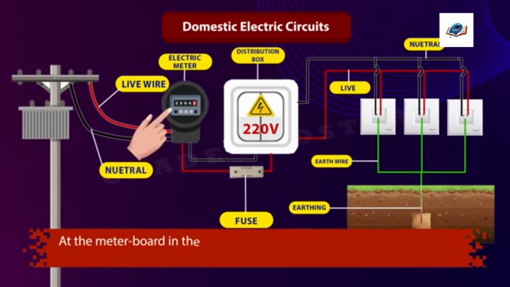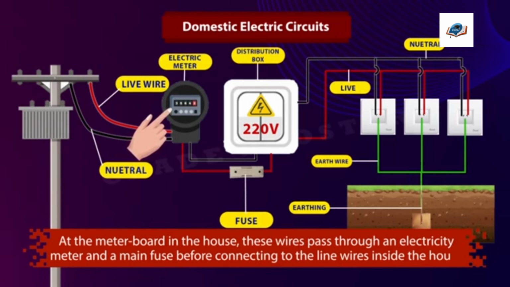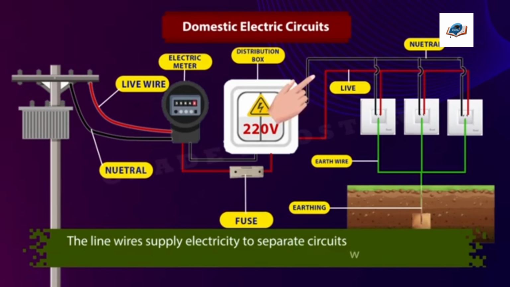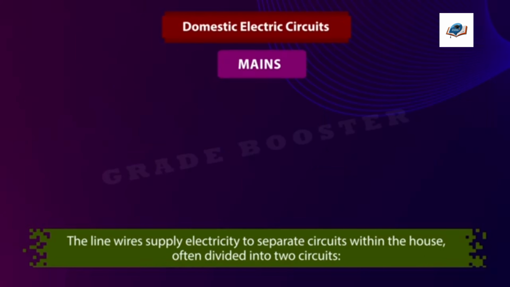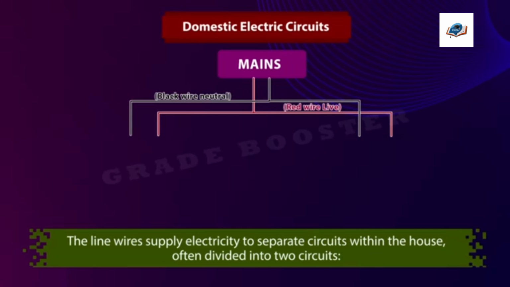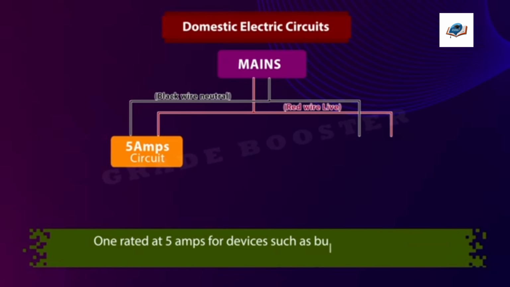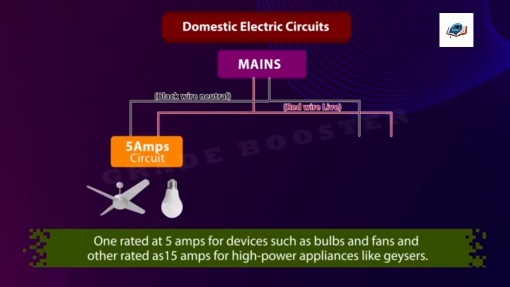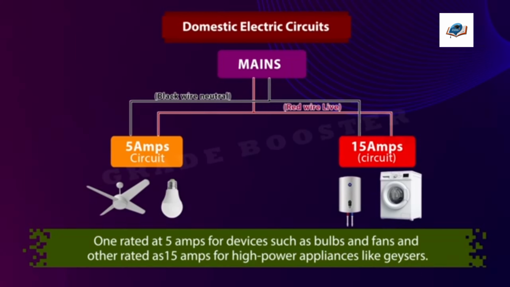At the meter board in the house, these wires pass through an electricity meter and a main fuse before connecting to the line wires inside the house. The line wires supply electricity to separate circuits within the house. They are divided into two circuits. One rated as 5 amps for devices such as bulbs and fans, and the other one is rated as 15 amps for high power appliances like geysers, etc.